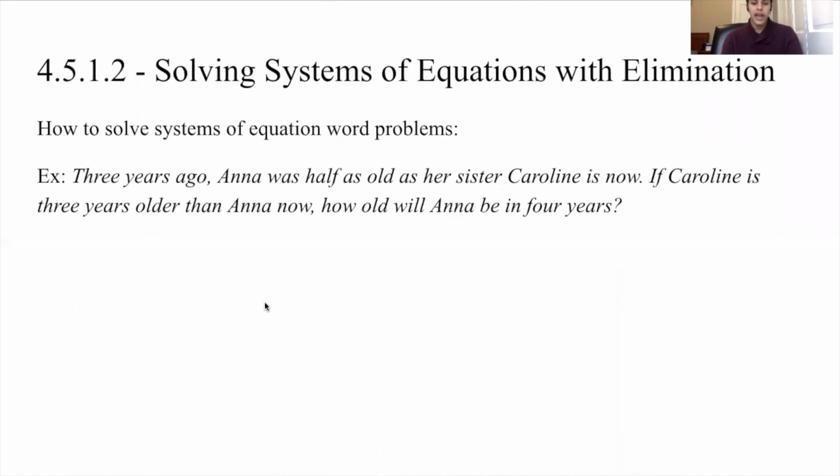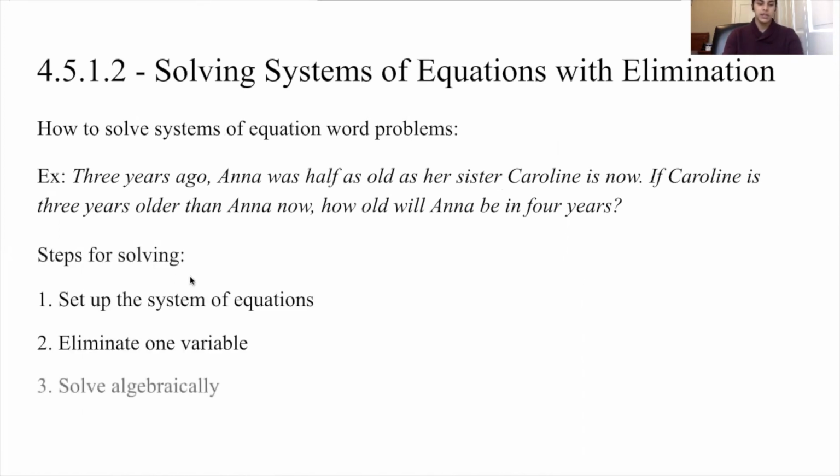And then we learned how to solve systems of equations using elimination with this practice problem. Solving with elimination has 3 steps. The first is setting up the system of equations. The second is eliminating one variable, and that has a few steps to it. First is simplifying your equations so there's no parentheses or anything in them. Then you want to make sure that there's the same amount of one variable in both of your equations. And then you subtract those equations to eliminate that variable. And then finally, you solve for the other variable algebraically.